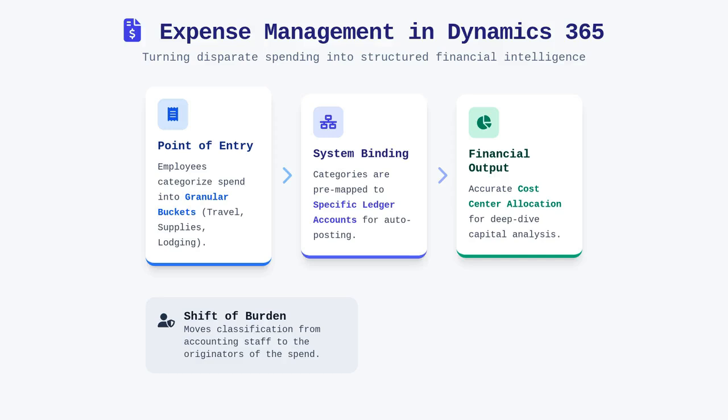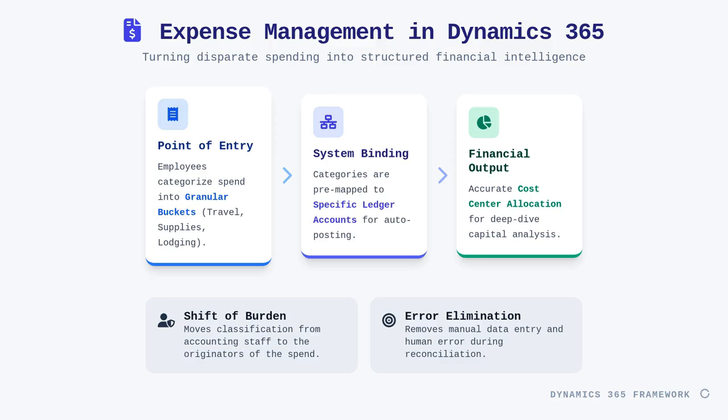Without this structured classification, reconciliation becomes an exercise in manual data entry, which is prone to human error. By enforcing these categories at the point of entry, we shift the burden of classification away from accounting staff and onto the originators of the spend.